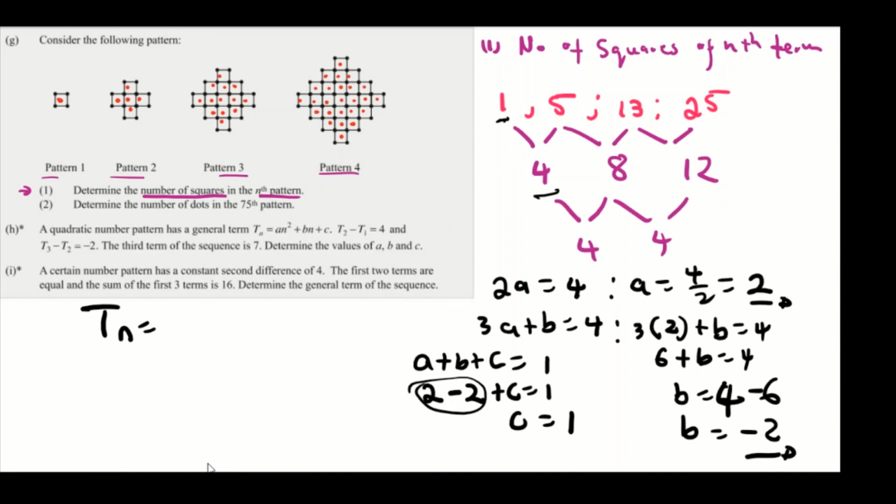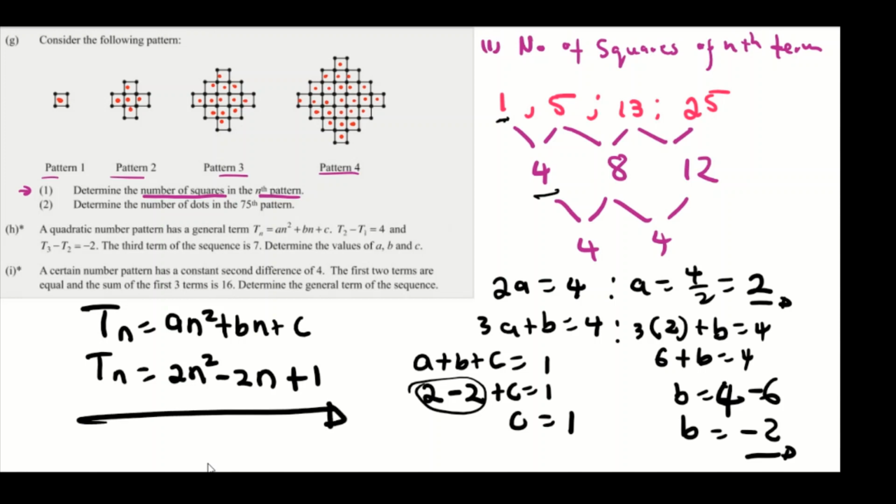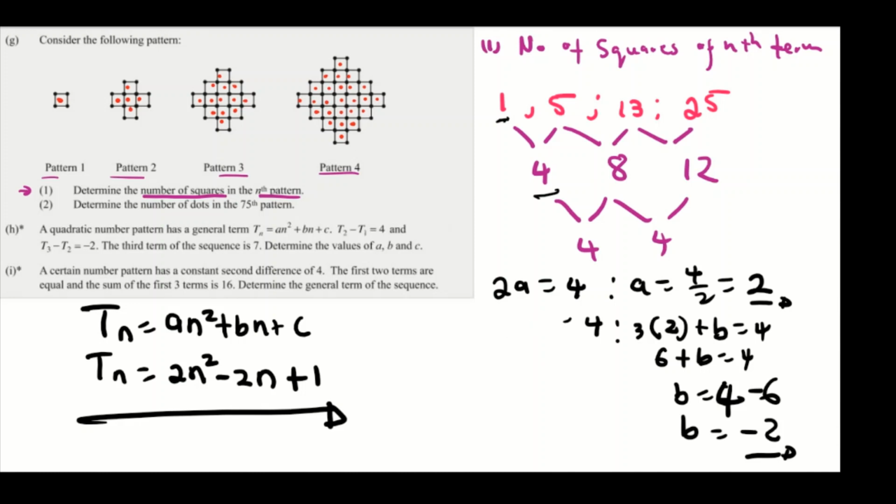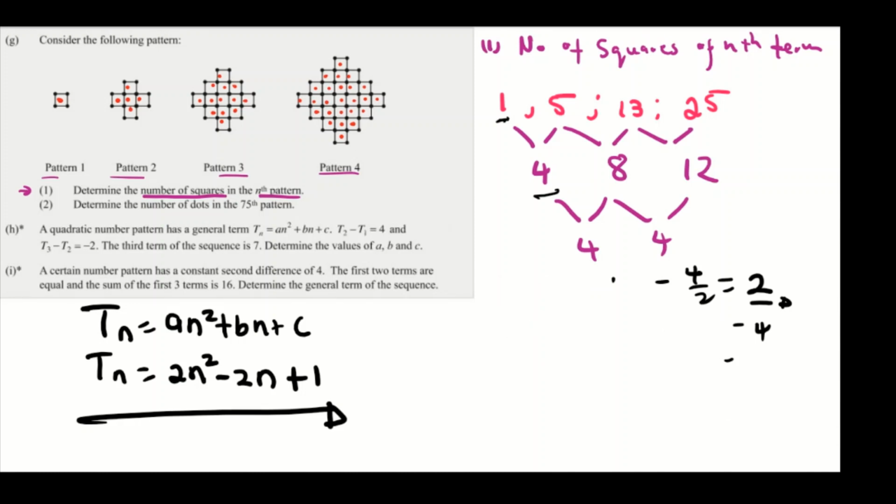So our Tn is equal to an squared plus bn plus c. Our a value is 2, so it's 2n squared. Our b value is minus 2, so it's minus 2n. Our c is 1, so it's plus 1. This is the equation required in the first part of the question, the nth term of squares. Done. So now let's do the second part of the question.